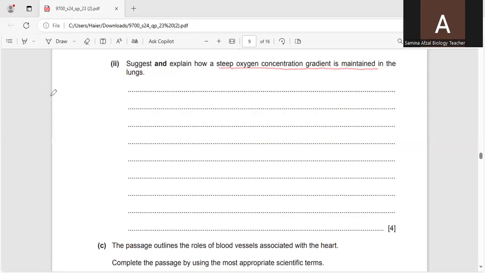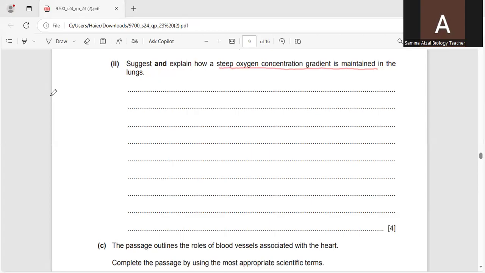In the lungs, a steep concentration gradient of oxygen is essential for efficient gas exchange. The gradient ensures that oxygen diffuses rapidly from the alveoli into the bloodstream, and carbon dioxide, because carbon dioxide is high in the capillary, will move from its higher concentration towards the lower concentration into the alveolar airspace.